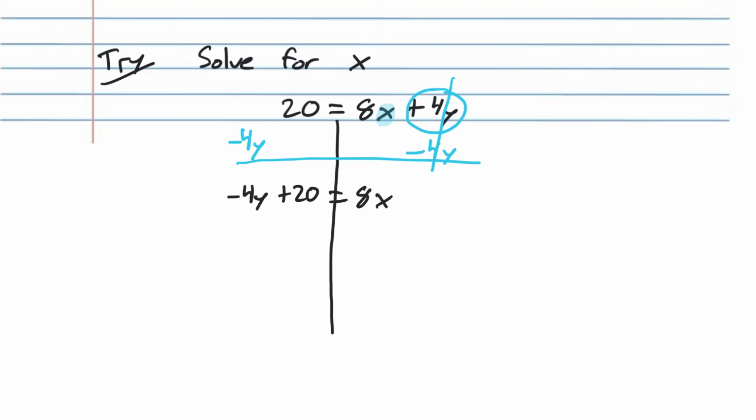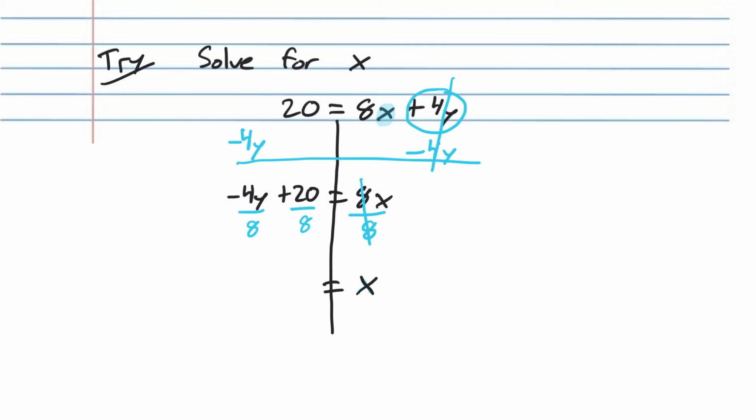Now I want to keep the x but get rid of the 8. So let's go ahead and divide by 8. And again, when you divide in one spot, you have to divide everywhere. So you divide this by 8 and this by 8. Okay, on the right side, these 8's cancel. And we do get x by itself, which is what we wanted.